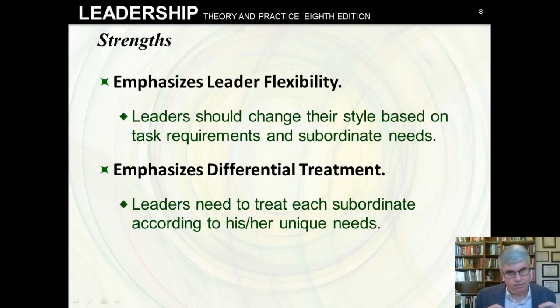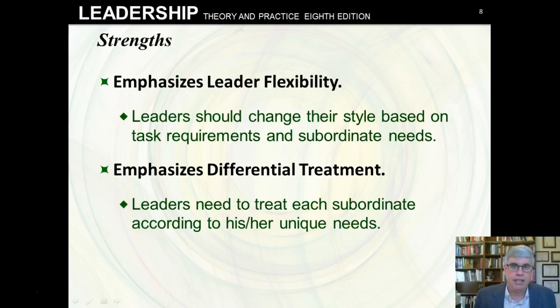That's really good, and it's a new idea compared to the other leadership ideas that we've had. And that's the main important piece of value to pick up from the concept of situational leadership. It also emphasizes differential treatment. Leaders need to treat each subordinate according to his or her unique needs. The leader doesn't do the same thing for everybody, but looks at the specific subordinate and figures out what's appropriate for that person.